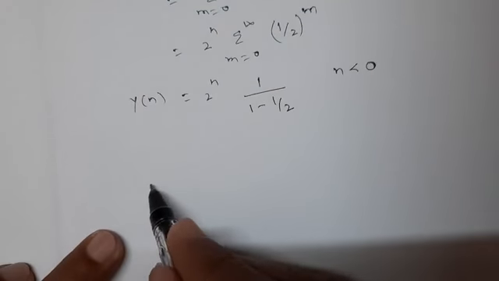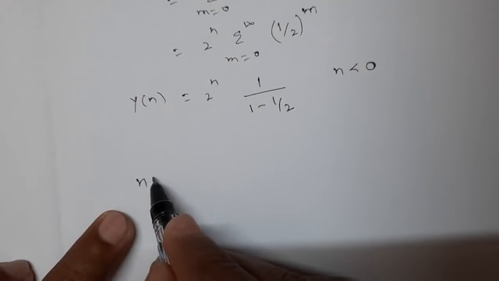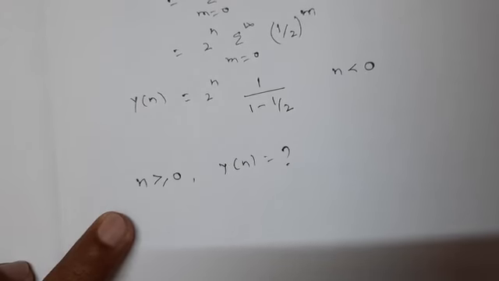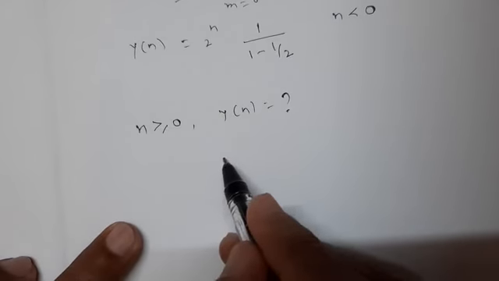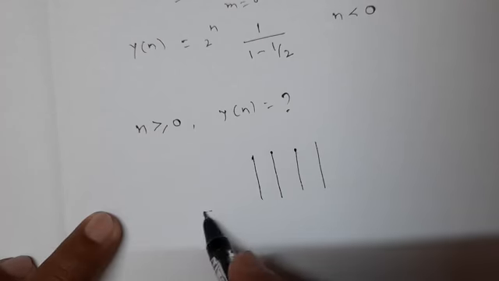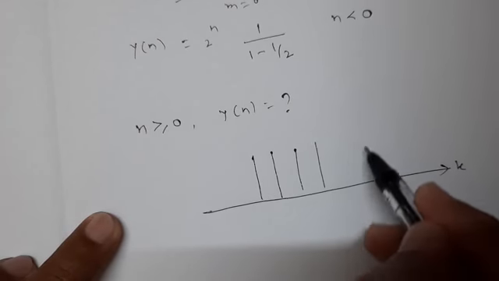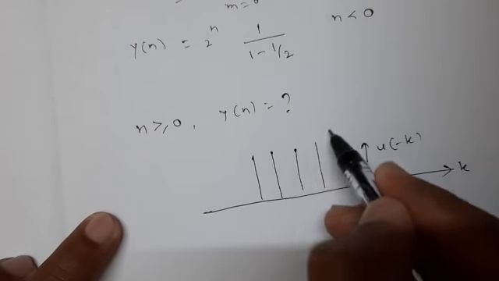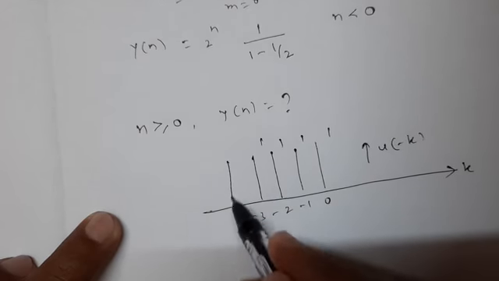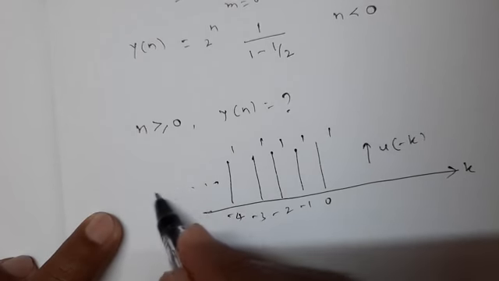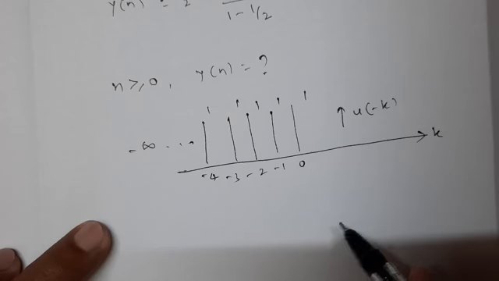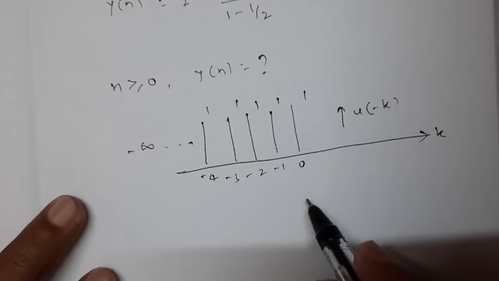Similarly, now I have to find the value of y of n for n greater than or equal to 0. So write u of minus k first. This is k. Try to write u of minus k with amplitude 1 at 0, minus 1, minus 2, minus 3, minus 4, towards minus infinity. Then u of minus k plus n.